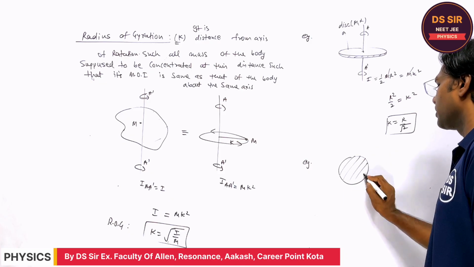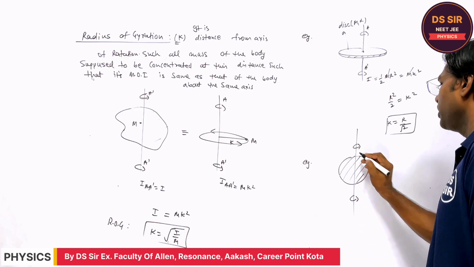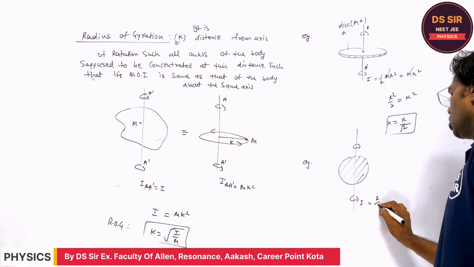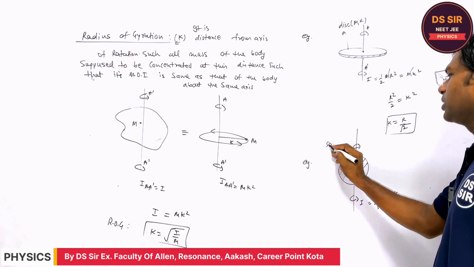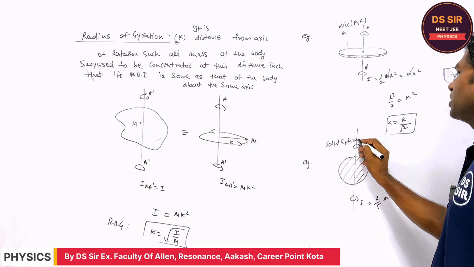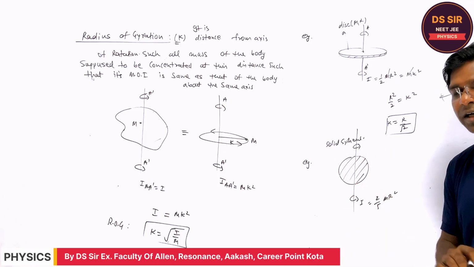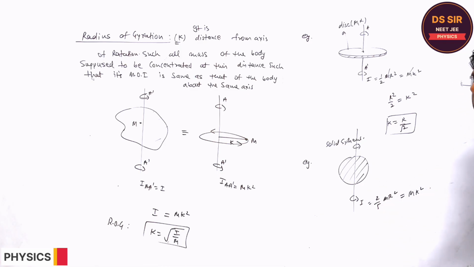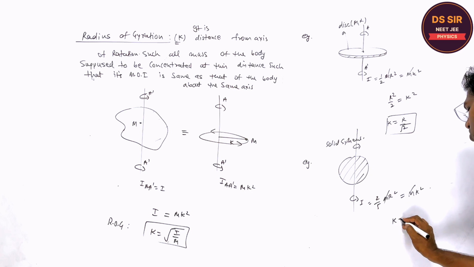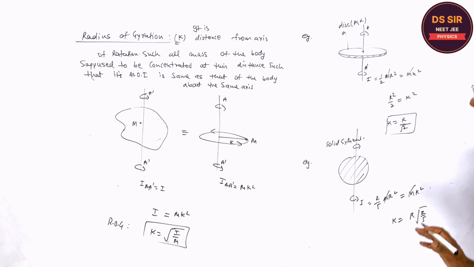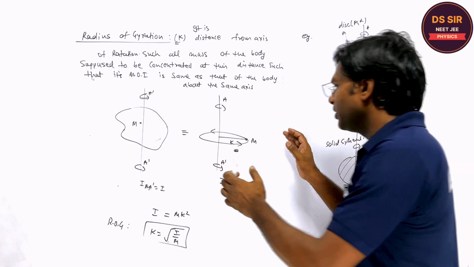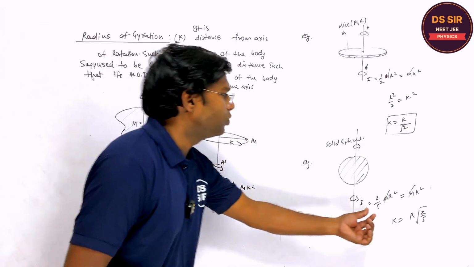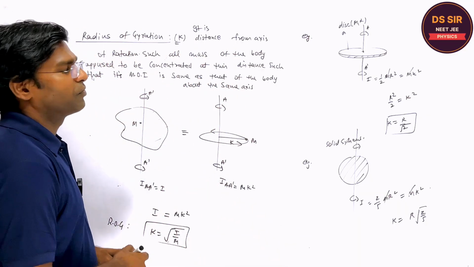Suppose this is the solid sphere. What is the moment of inertia about this axis? About this axis, the moment of inertia is 2 by 5 mr square, since it is a solid sphere. And for this solid sphere, if you want to find the radius of gyration, find the moment of inertia and put it equal to mk square. So m will cancel out, and k is equal to r times root 2 upon root 5. That's it. So for the different types of systems, when you find the moment of inertia, just put it equal to mk square, and k is the radius of gyration.